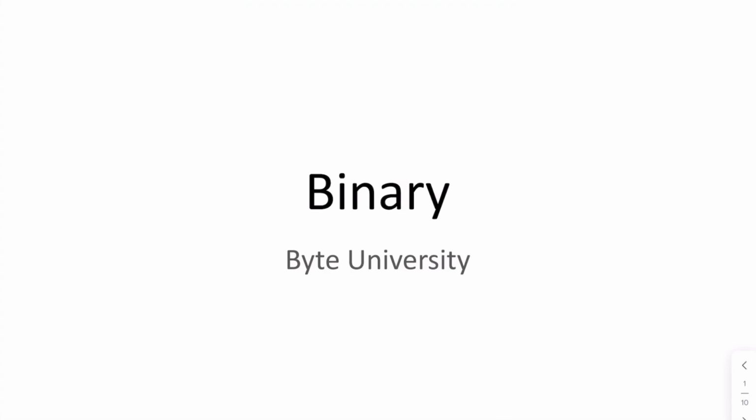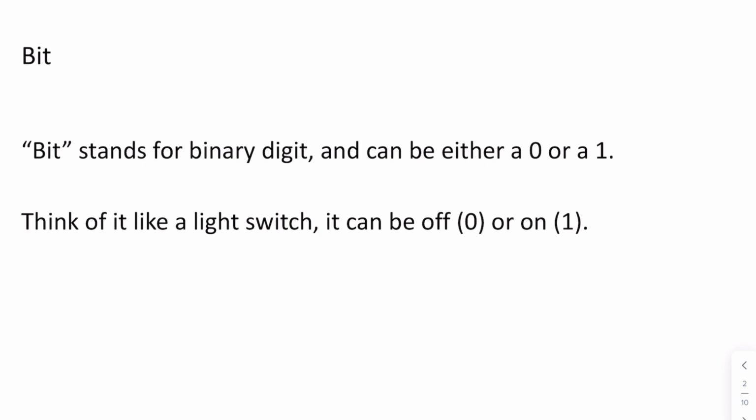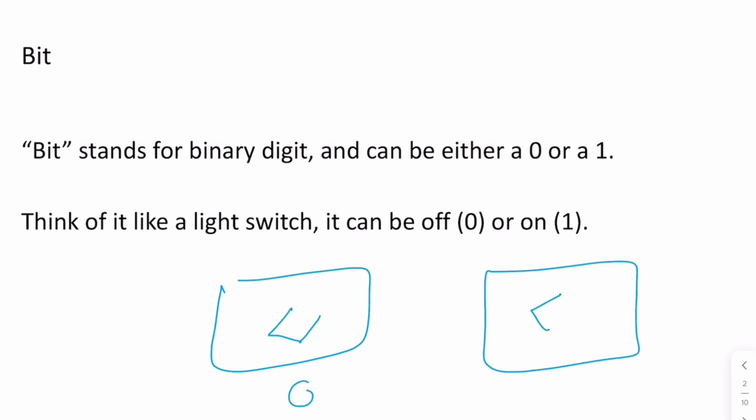Okay, so today we're going to be talking about binary. Let's start with what a bit is. A bit stands for binary digit, and it can either be a 0 or 1. You can think of it as a light switch. When the light switch is flipped off, it's a 0, and when it's flipped on, it's 1. So whenever you see a binary number, you can think of 0 as off and 1 as on.